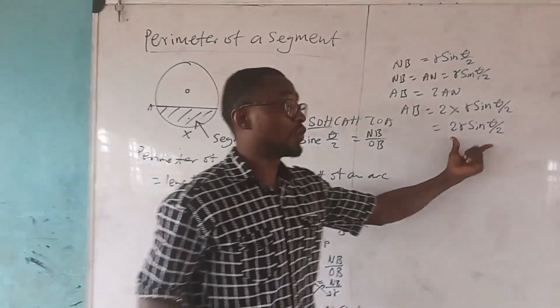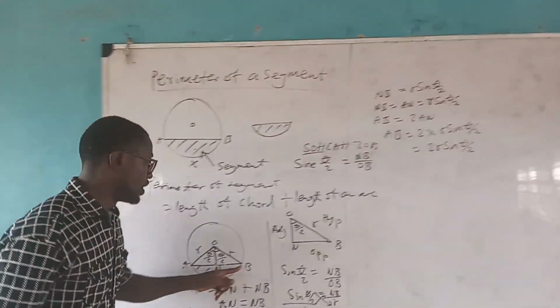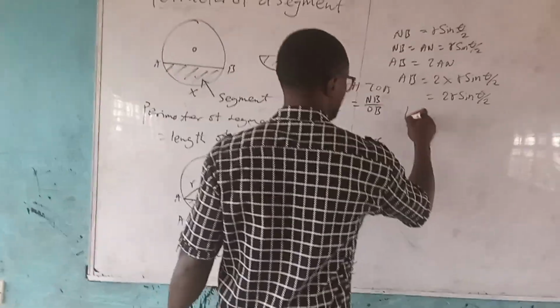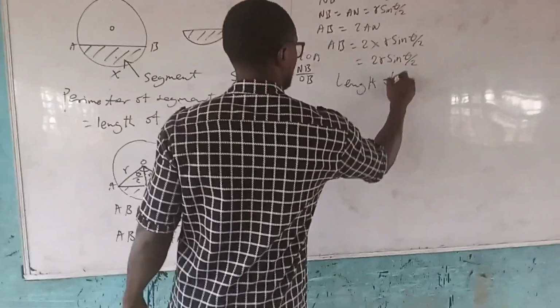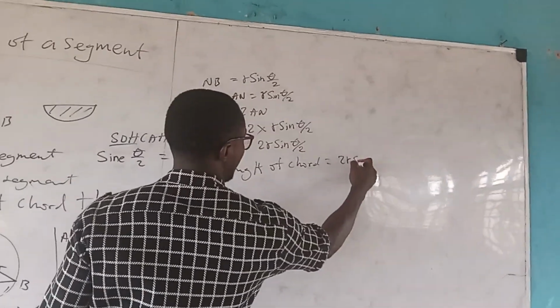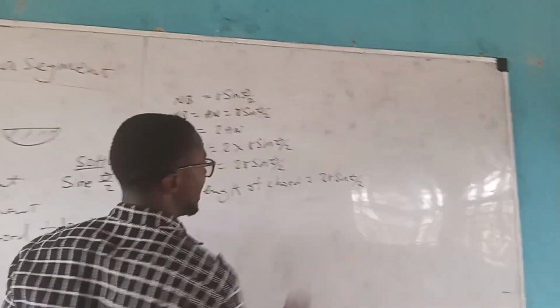And this is now the formula for the length of this chord from A to B. So this is our length of chord. Length of chord equals 2R sine theta over 2.